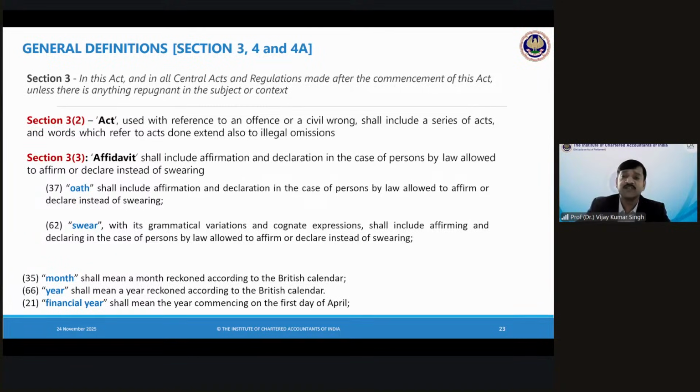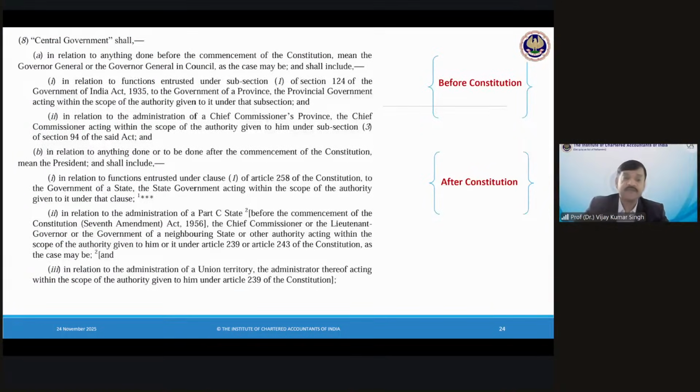Let us move further. Nothing much to deliberate upon this. These are quite simple definitions which you are able to see here. You have to refer to the British calendar. And then central government. Okay. So there is a law. Basically, if you see the applicability of this particular law we are looking at, it says the central government shall. It is talking about two kinds of legislations. One is before the coming up of the Constitution and one is after. So it says central government shall, in relation to anything done before the commencement of the Constitution, mean the Governor General. So it is trying to tell you who was the central government before the Constitution and after the Constitution.